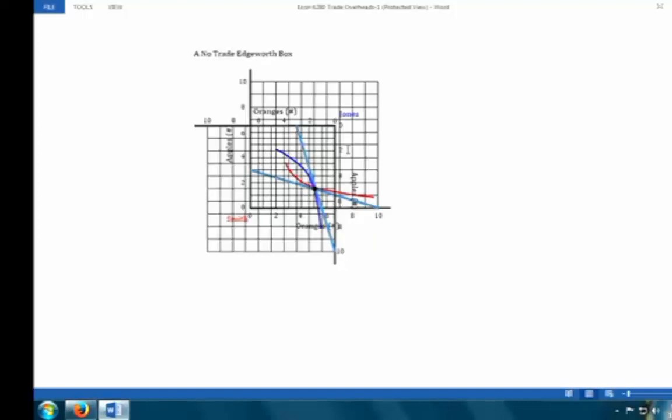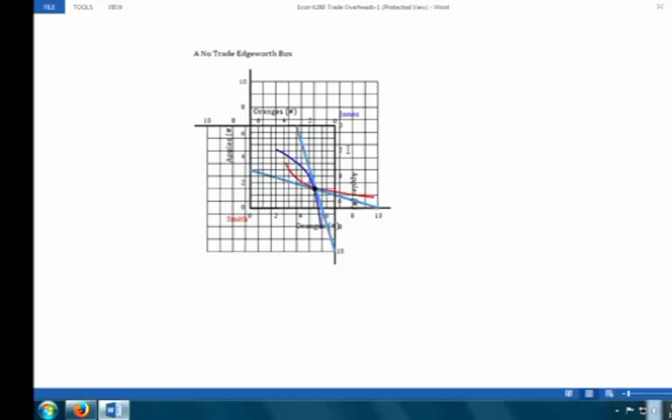One has an absolute advantage in oranges in this case, the other has an absolute advantage in apples. And because of that, when they come to the market and think about trade, we can see right here that there will definitely be an advantage to trading. So they will trade some apples for some oranges.